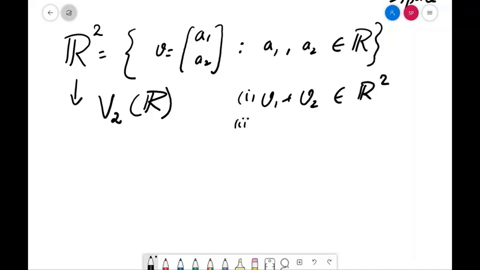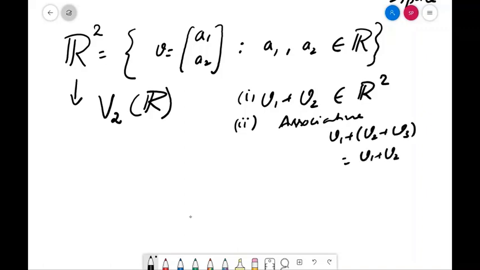And the second condition also will be the associative property, which is like (V1 plus V2) plus V3 is equal to V1 plus (V2 plus V3). I'm not proving, just giving you the explanation of how it will be. And then let me take the third one. I can take the zero vector. What will be the zero vector? I can say this is 0, 0.